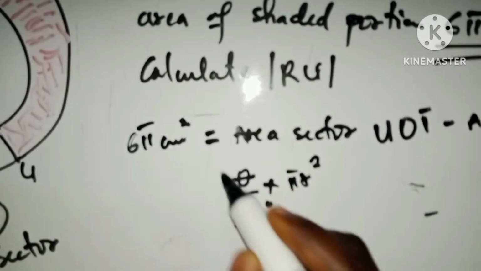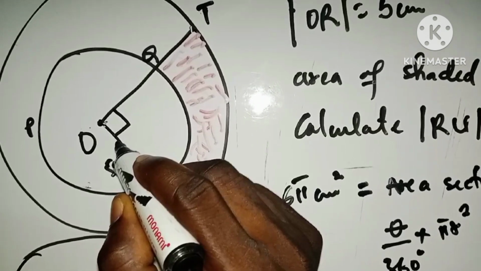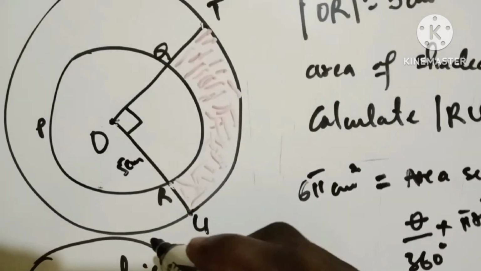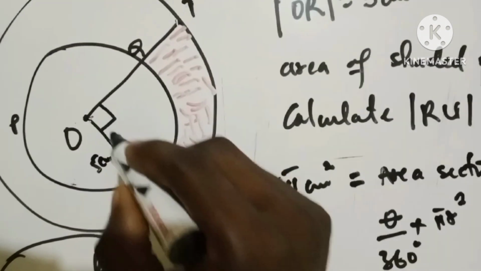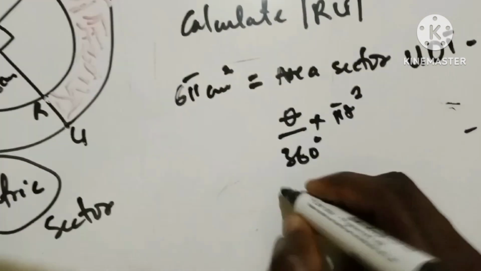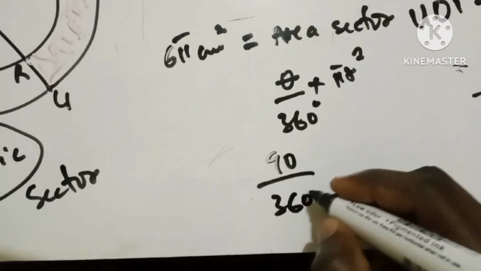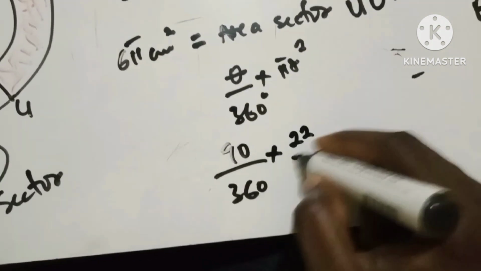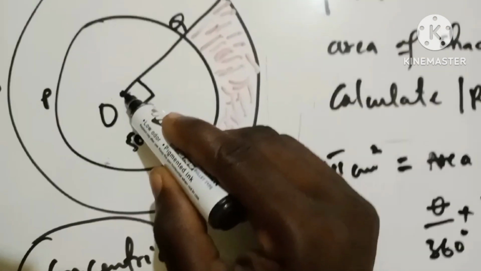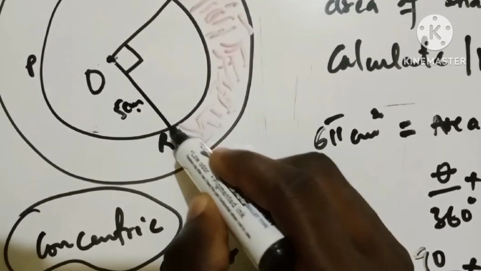So what about the theta? Dealing with the theta here, we can see that here is 90 degrees, right? That is what this symbol tells me. Is that okay? If this is 90 degrees, I hope from here you can easily solve the rest of the equation. The theta here is going to be 90 on 360 degrees multiplied by pi, that's 22 on 7, and then the radius of the bigger one. The radius of the bigger one starts from O to U, right? So here you have 5 centimeters, so you have to add this small portion to that.